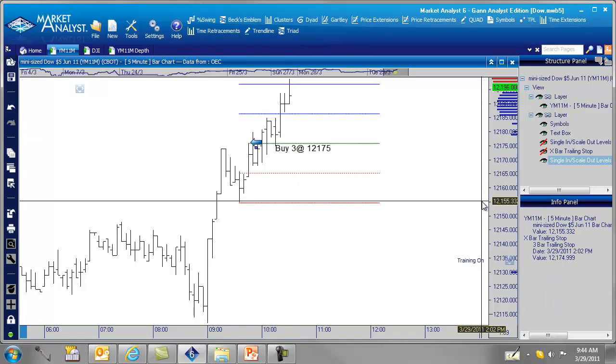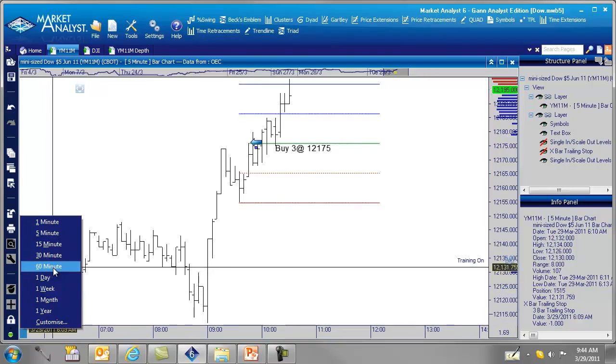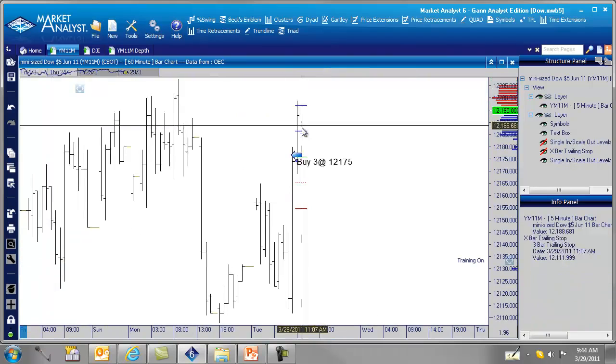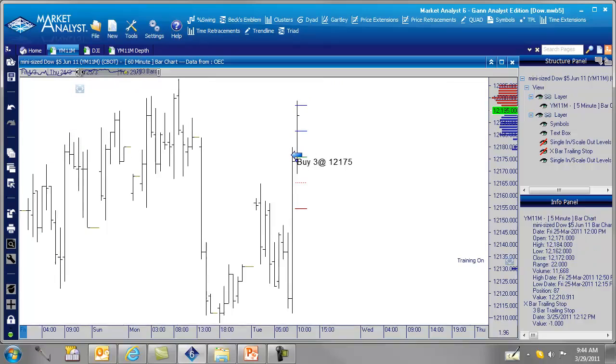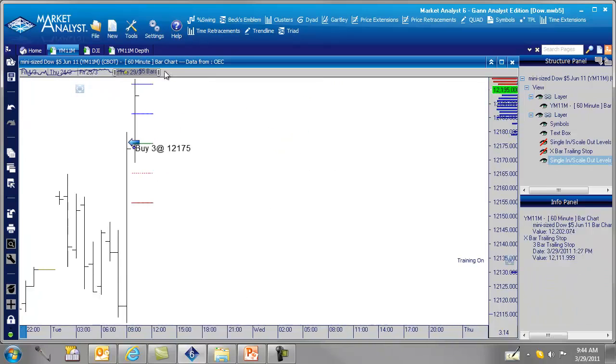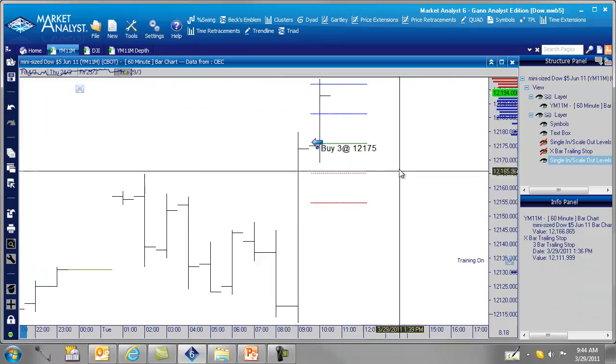Now at this point, what we can do is change up the time frame and apply a 3-bar trailing stop. So we're on the 5-minute chart here. Let's change it up to a 60-minute. Okay, there's our single end scale out levels displayed for us, a little bit easier to see now.